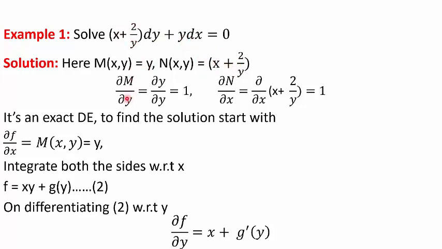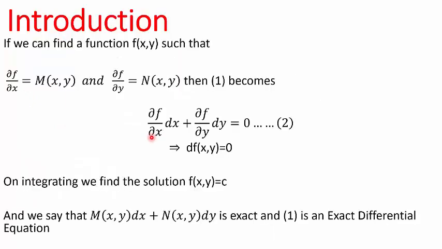Find the partial derivative del M by del y. We see it comes out to be 1 as your M was y. And del N by del x is del by del x of (x plus 2 by y), which is also 1. So del M by del y is equal to del N by del x, which means that our differential equation is an exact differential equation. So now we move on to finding the solution.